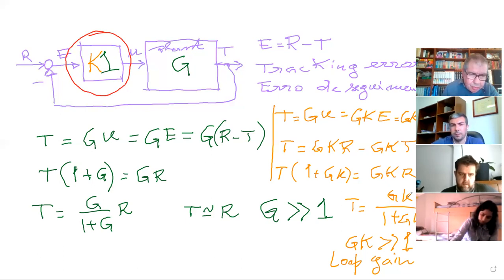Now, questions? Is this clear up to now? Mhm. You are very rusty about doing simple algebra. Yes. For what value of K would I have T equal to R?